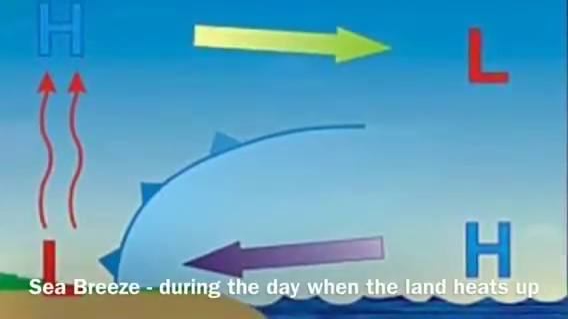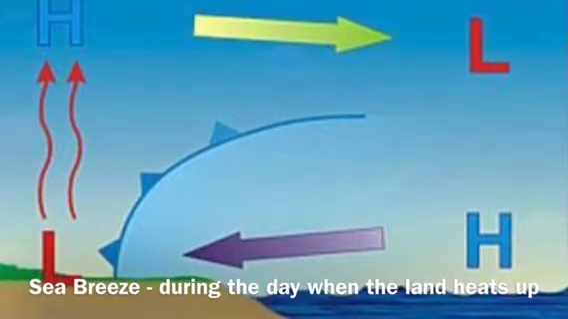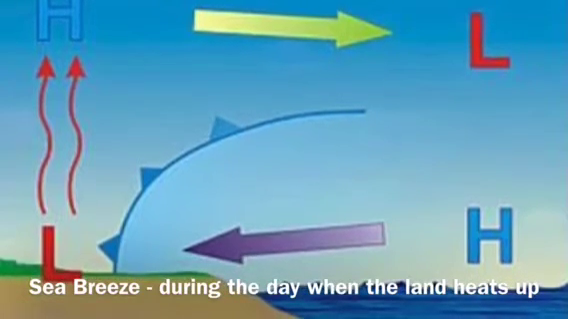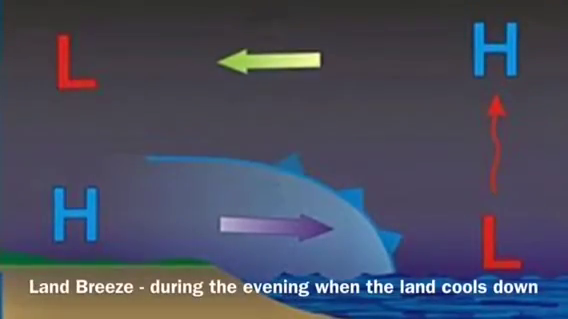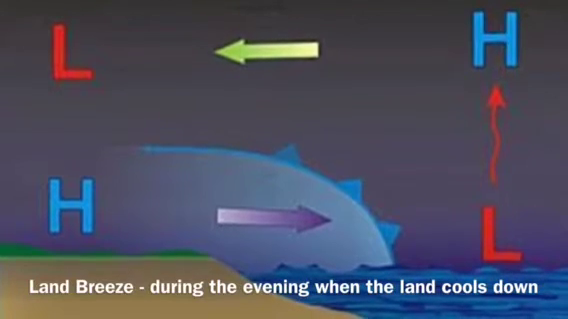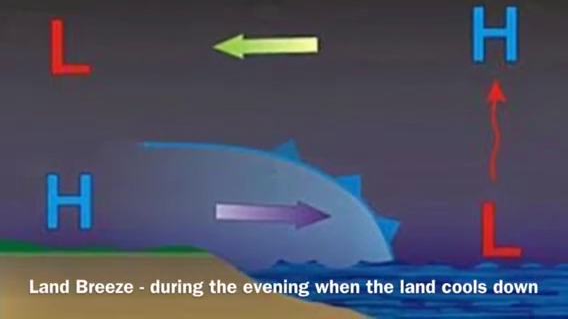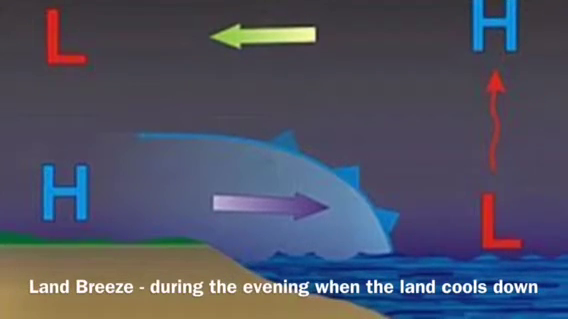One type of local wind is called a sea breeze. This occurs during the day when the land heats faster than the water. This causes the wind to blow from the ocean to the land. And the other type of local wind is a land breeze. This is when the land cools faster than the water, causing air to blow from the land to the ocean. This occurs during the evening and nighttime hours.